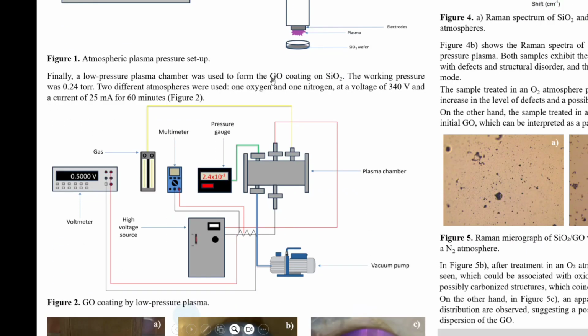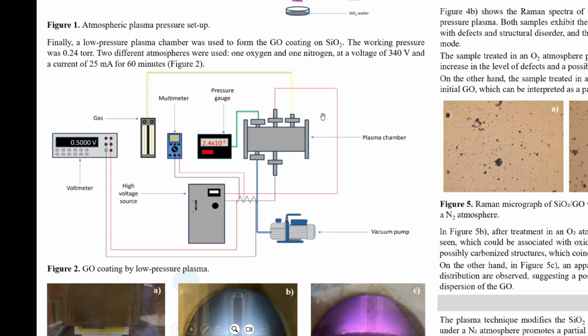The sample was then subjected to low pressure plasma in two different atmospheres, oxygen and nitrogen. Figure 2 shows the setup used for this part of the experiment. In this case, we also use a high voltage source connected to the plasma chamber, a vacuum pump, a pressure gauge, a voltmeter, a multimeter, and the gas supply.